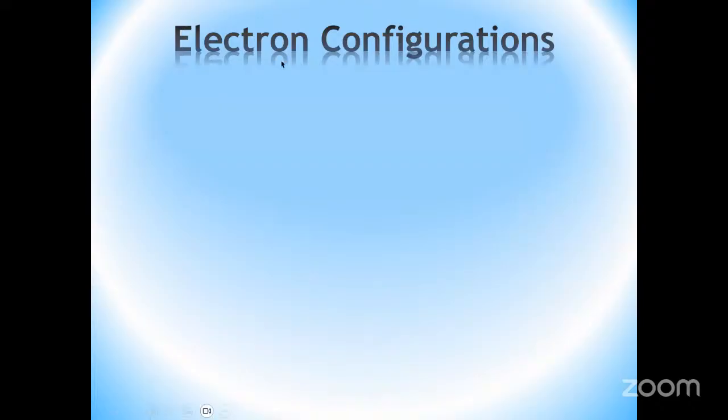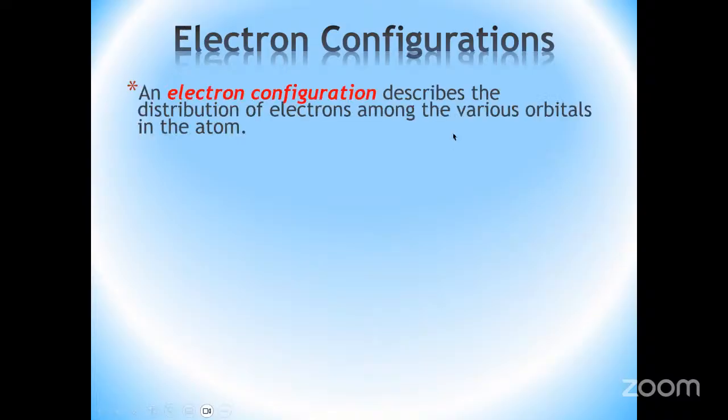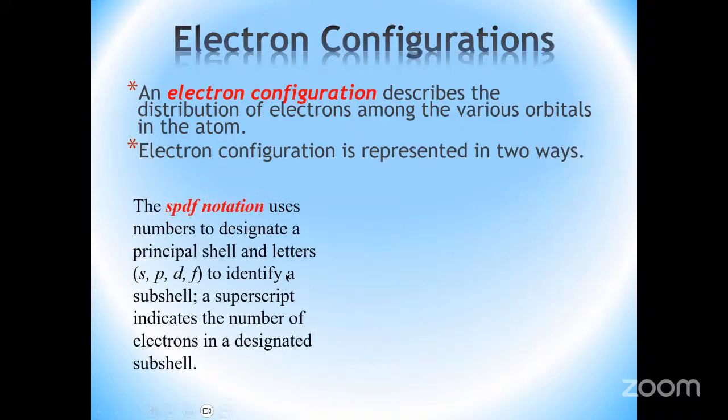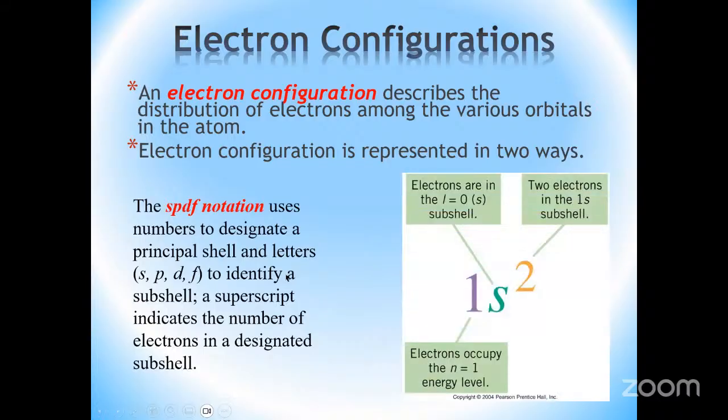So this brings us now to the concept of electron configuration, all right? Whenever you hear or see this term, basically what it means is how the electrons are distributed among the various orbitals, subshells, and shells in an atom, all right? There are two ways of representing the electron configuration. One way is by what is called the SPDF notation, and this is something that you may be familiar with from your introductory or high school chemistry, right?